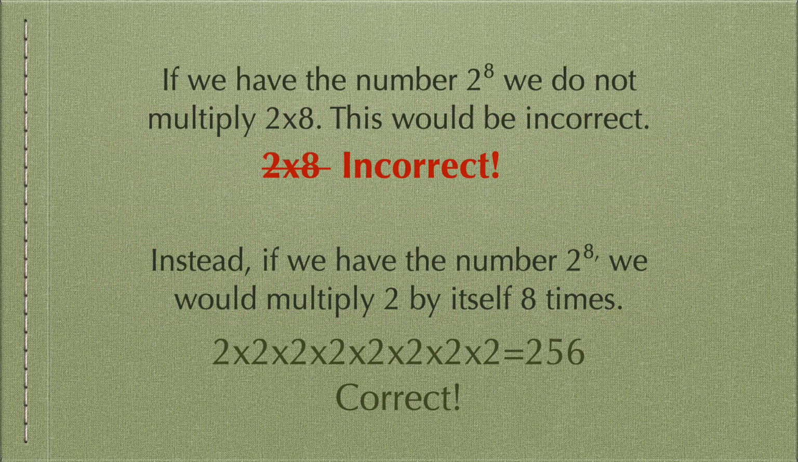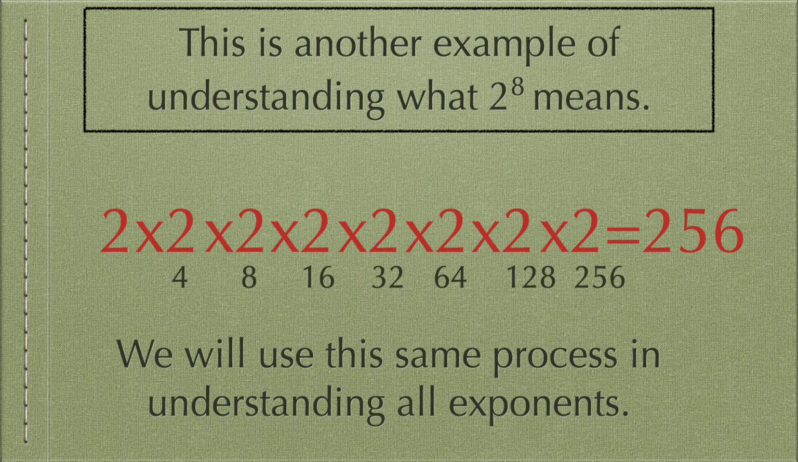If we have the number 2 to the 8th power, we do not multiply 2 times 8. This would be incorrect. Instead, if we have the number 2 to the 8th power, we would multiply 2 by itself 8 times. This is another example of understanding what 2 to the 8th power means.